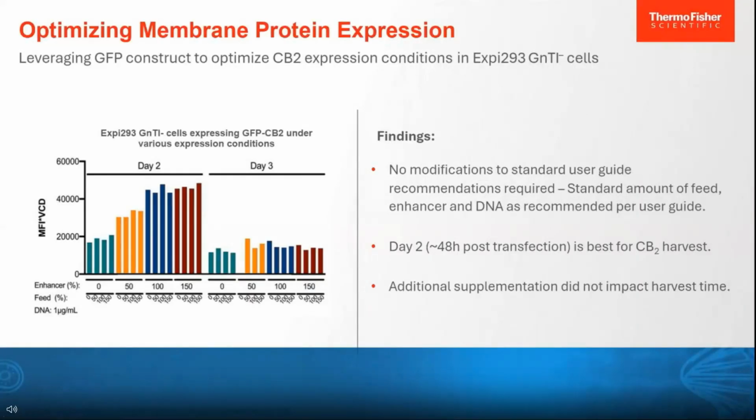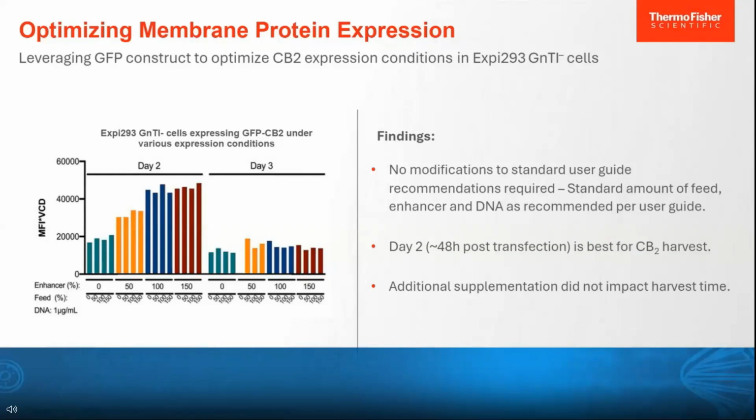So having validated that GFP CB2 construct, they wanted to then narrow down CB2 expression conditions. So the XP293 GNT1- cells were transfected to express CB2 GFP. Then various concentrations of enhancer 1 or enhancer 2, which are core reagent components of the XP293 GNT1- system, were tested at or above percentages recommended by the user guide.